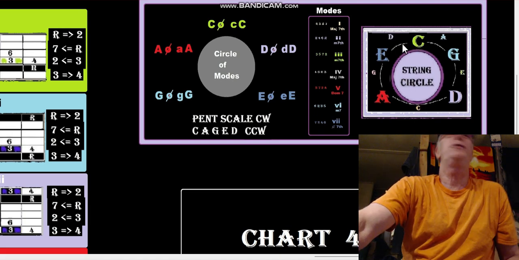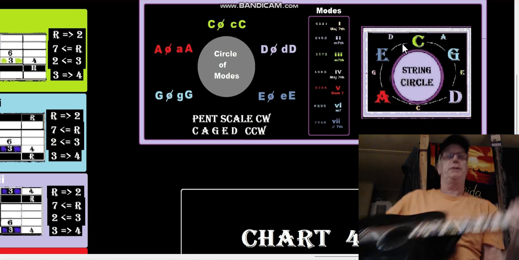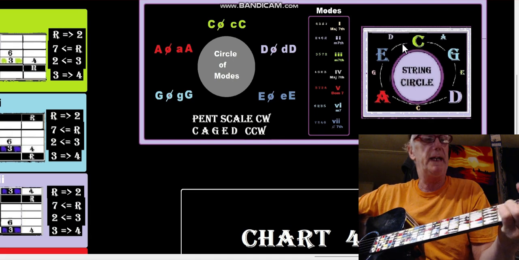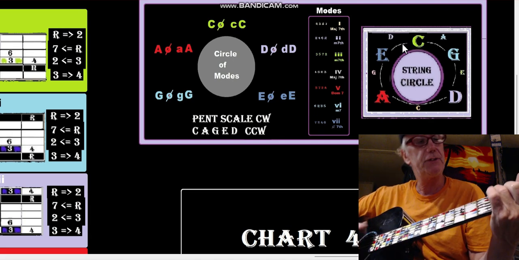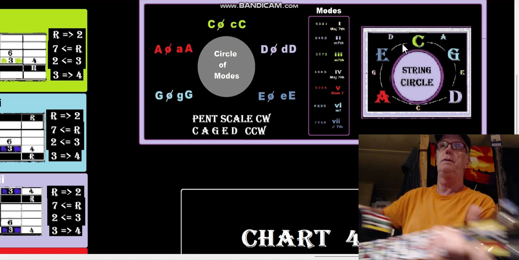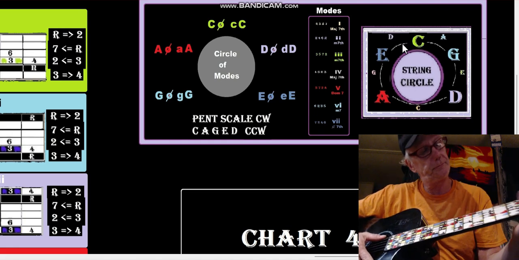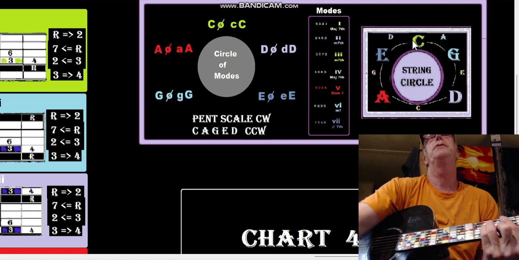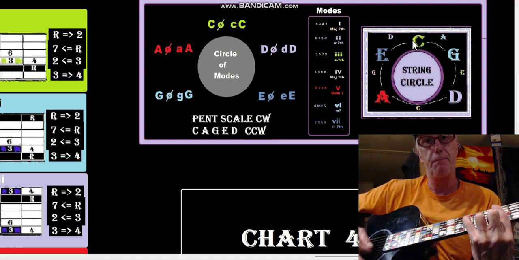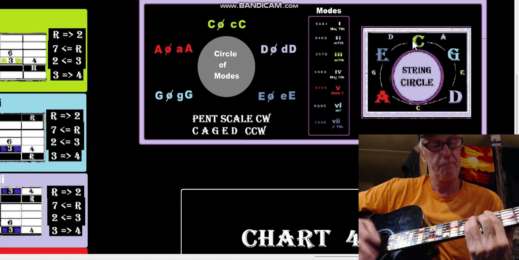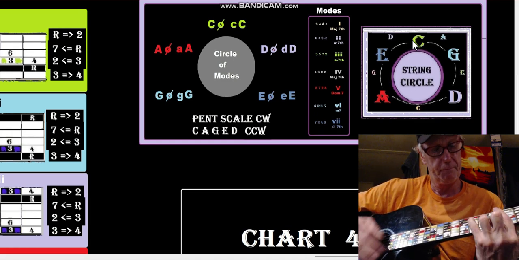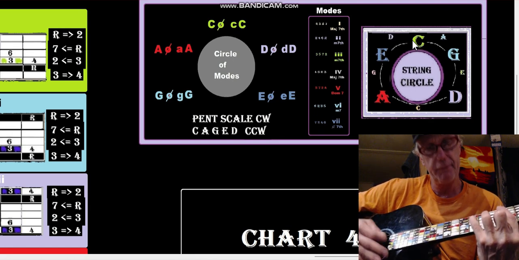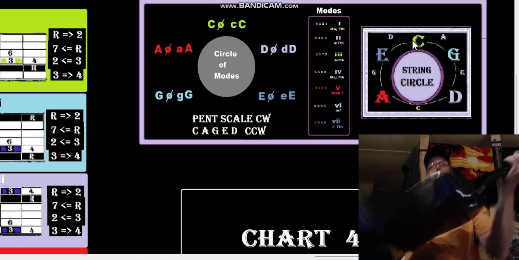So the E shape goes to the C shape. I have to play it up here, because if I play an E shape down here, what can't we do? We can't do a C shape. Okay, so play it up here. Here's your E shape. Clockwise to its fifth shape is the C shape. 1, 4, 5. Okay.